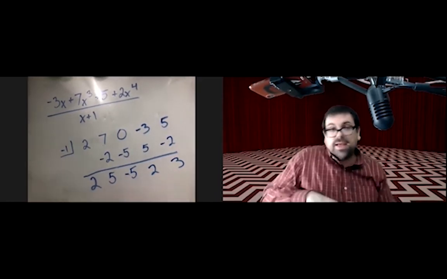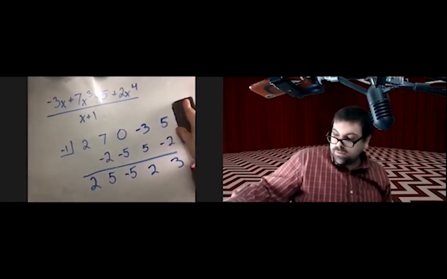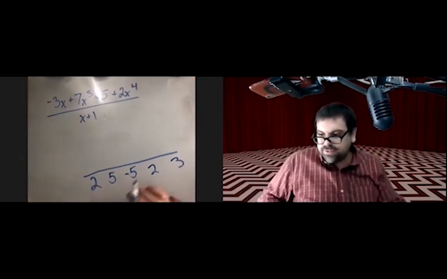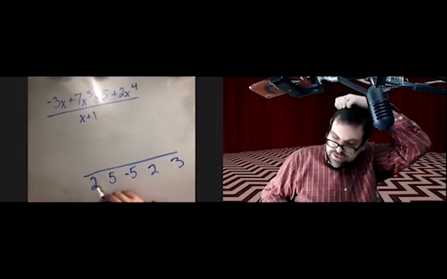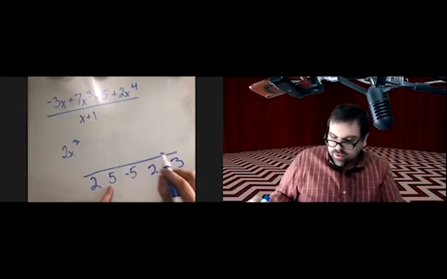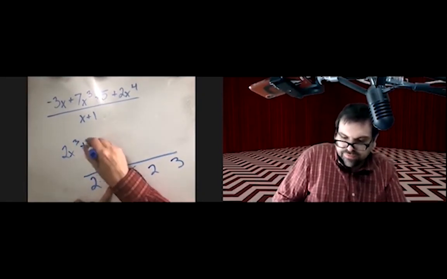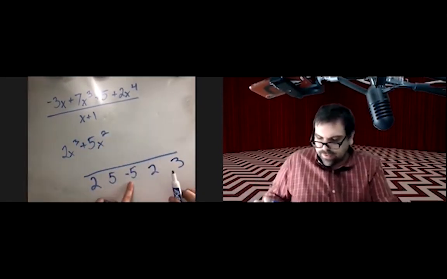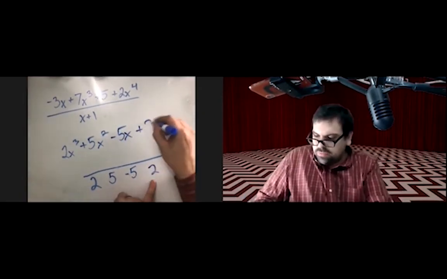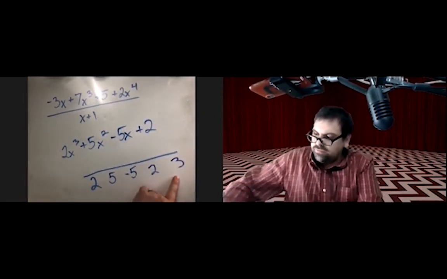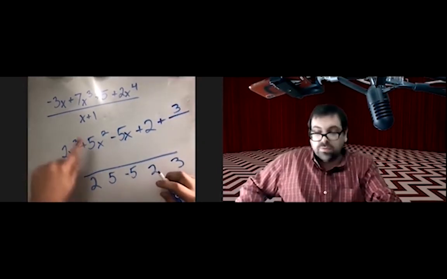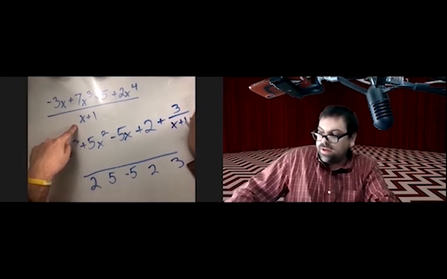From this bottom line, our final answer, since we started with x to the fourth, this would be x cubed: positive 2x cubed, plus 5x squared, minus 5x, plus 2, and then a remainder of positive 3 means plus 3 over, what were we dividing by? x plus 1.